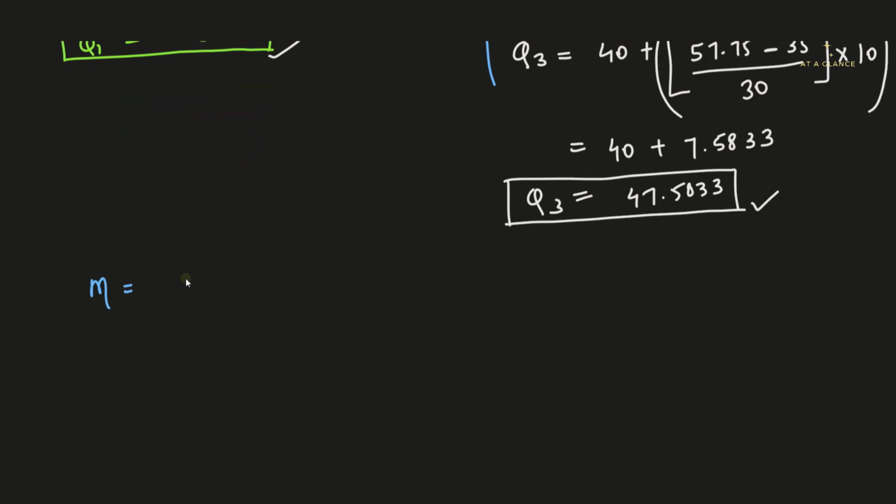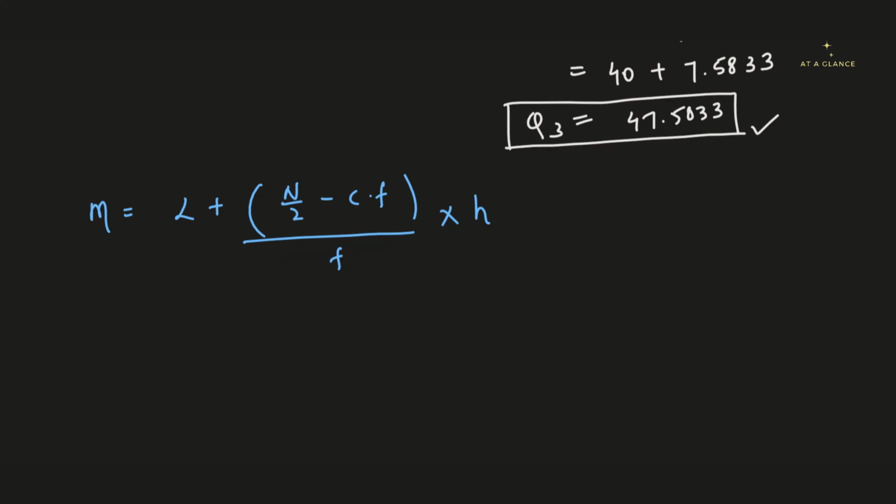So M is nothing but L plus, now here N by 2 will come. N by 2 minus CF, the whole divided by F multiplied by H. Now in this case, we'll have to find out N by 2. So let's write the size of the N by 2th item is nothing but N, which in our case is 77. 77 divided by 2 is nothing but 38.5. So 38.5 is the N by 2th value.